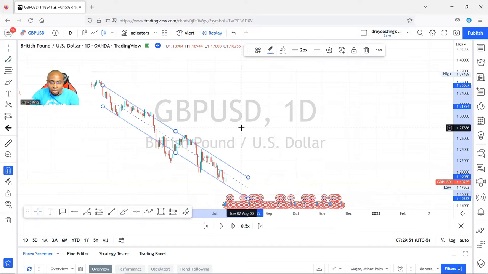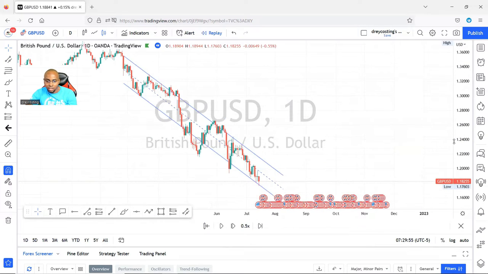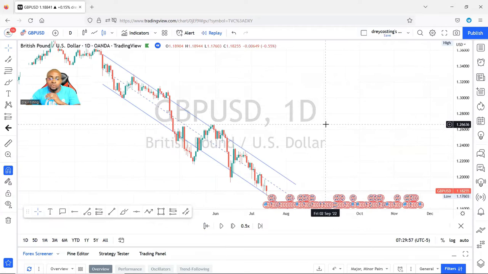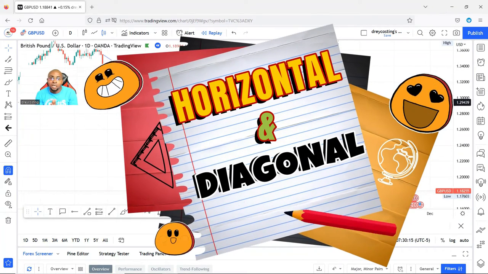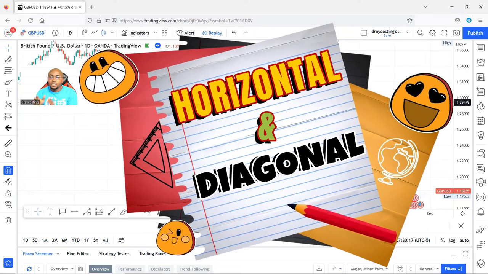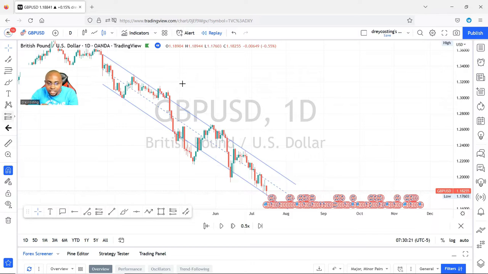In trading, we all know about support and resistance, but what a lot of people fail to recognize is that there are two types of support and resistance. They are horizontal support and resistance, and they are also diagonal support and resistance. Both of them work together, and you have to understand how they work together.